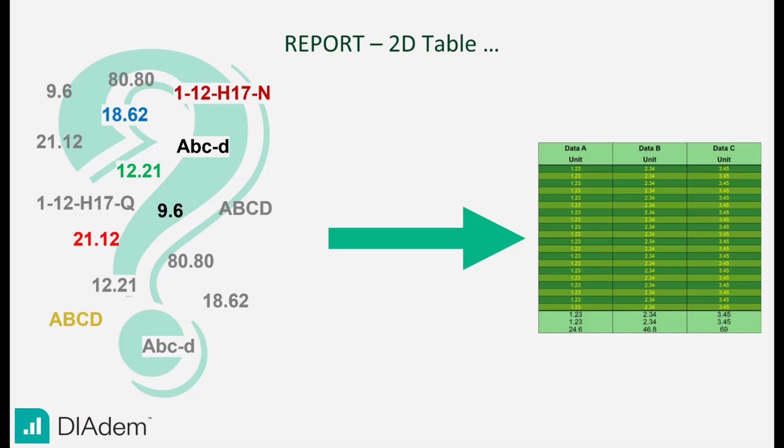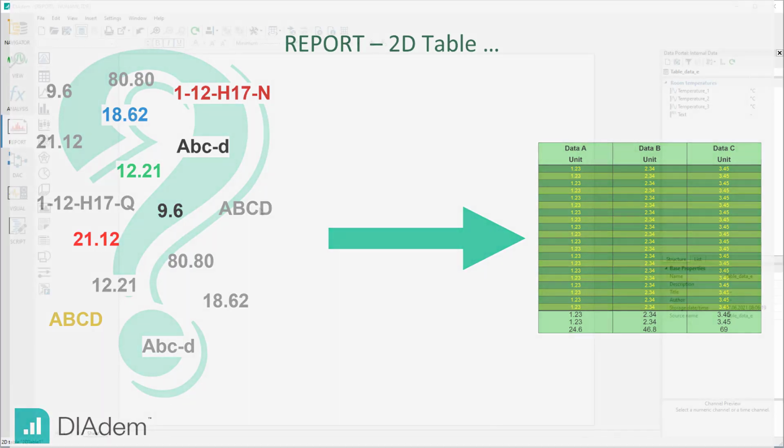This video shows the settings of 2D tables in DIAdem report. In 2D tables, data from the data portal or directly entered data can be displayed. Details about the data types and other display modes are described in separate videos.